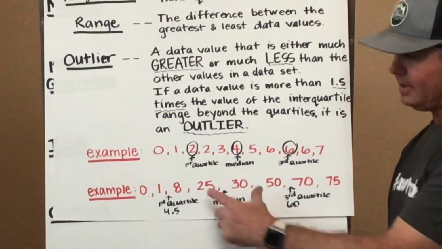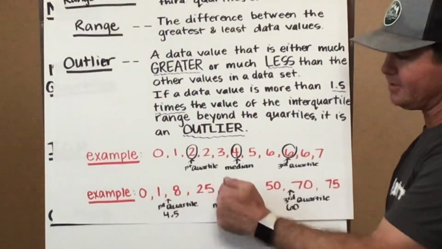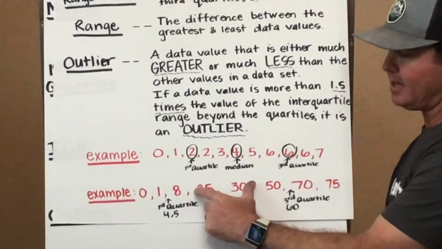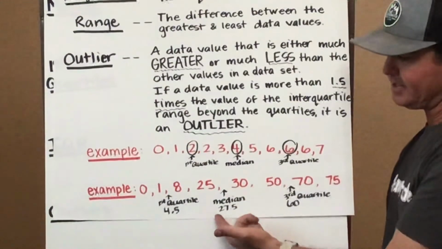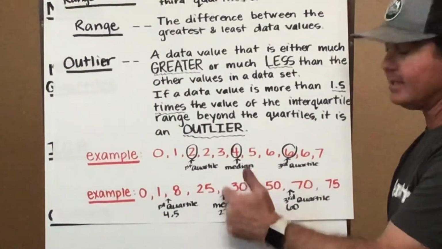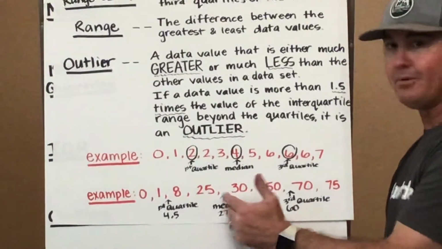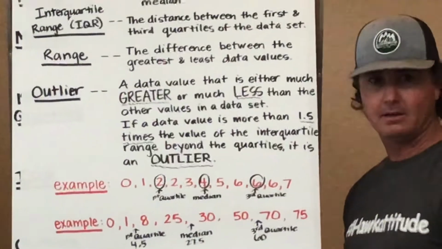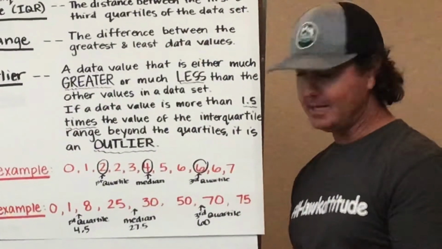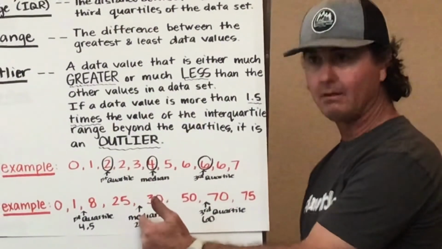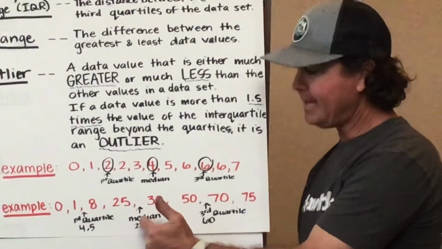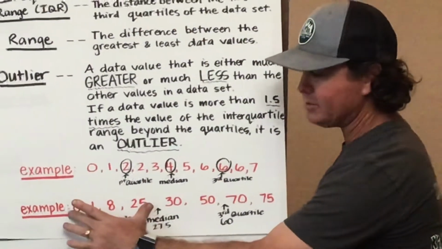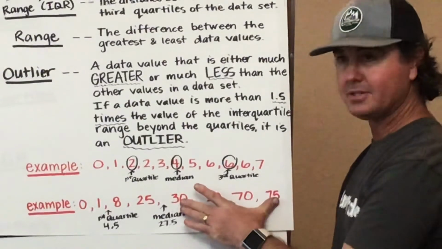Perfect. So he just took the average of these 2 numbers to find the middle. Yeah. You add 25 and 30, divide by 2, you're going to get 27.5. That is your median. Okay, and remember, 27.5 is not a number in my data set, but it's still your median because it falls in the middle. Okay? Now, that leaves us 4 numbers to the left and 4 numbers to the right.